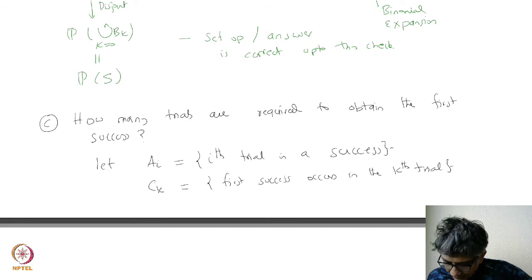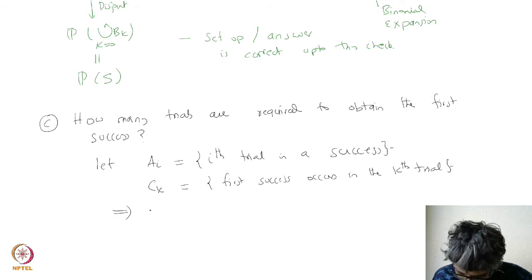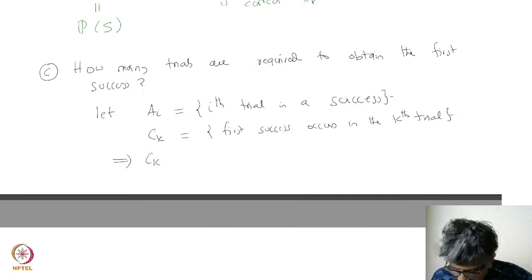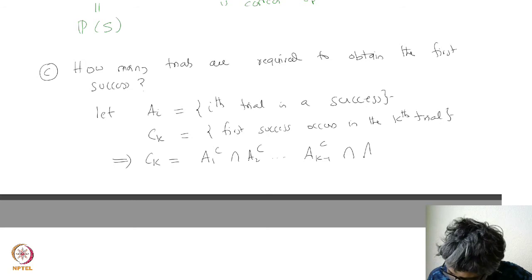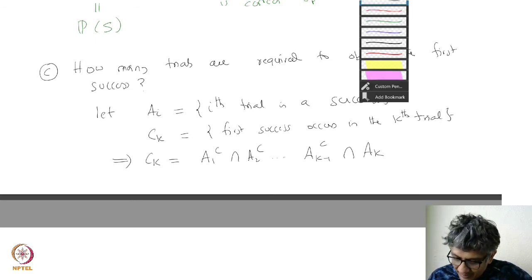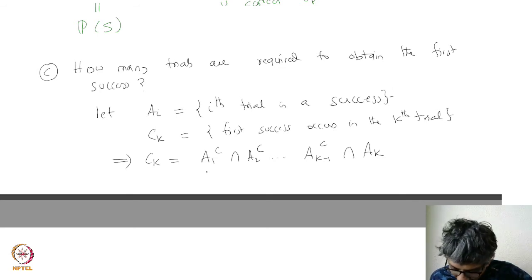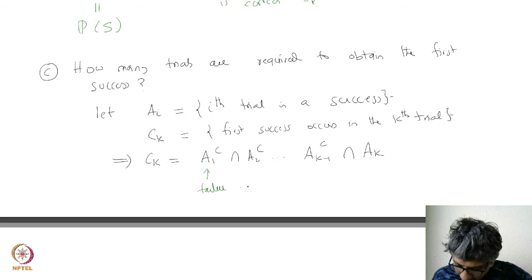Now, what I want to understand is the probability of Ck, right? So what is Ck going to be? Ck is going to be the intersection. So you have A1 complement should happen, A2 complement should happen, all the way to the K-1th trial a failure should happen, and then in the last trial you should have a success. That's what Ck is. So Ck means the first success occurs in the kth trial. That means you have failure all the way up to the K-1th trial, and suddenly in the kth trial, you have your first success. That is exactly what this problem asks.